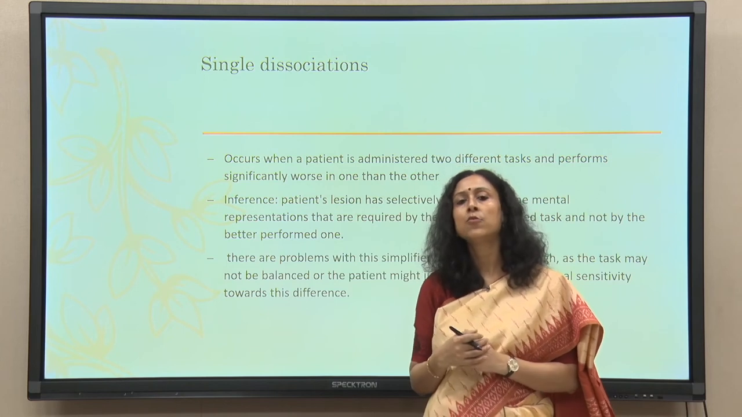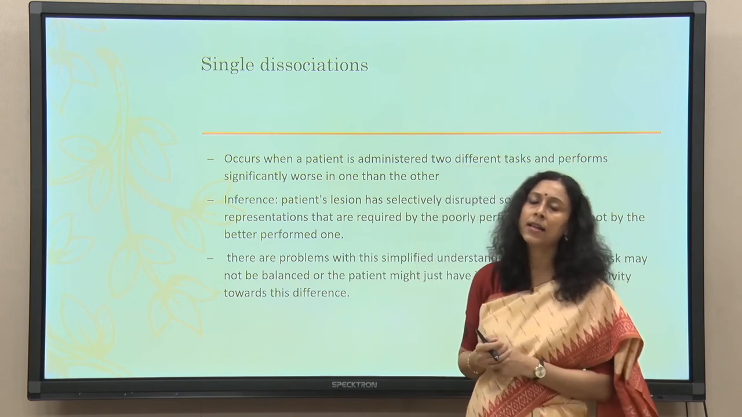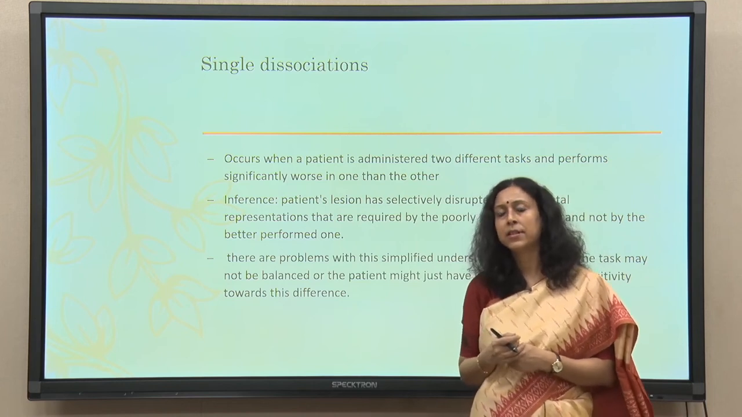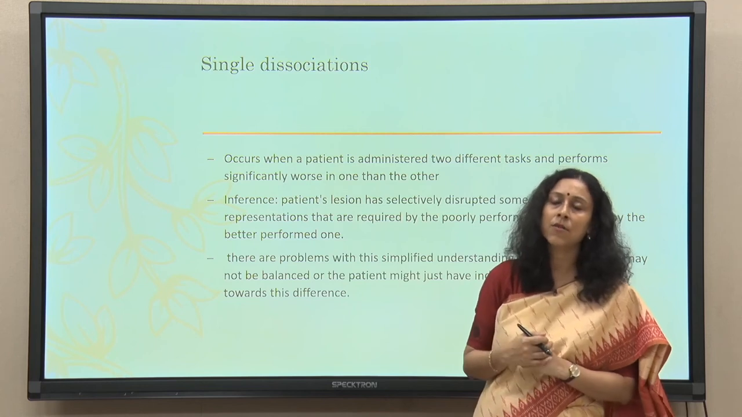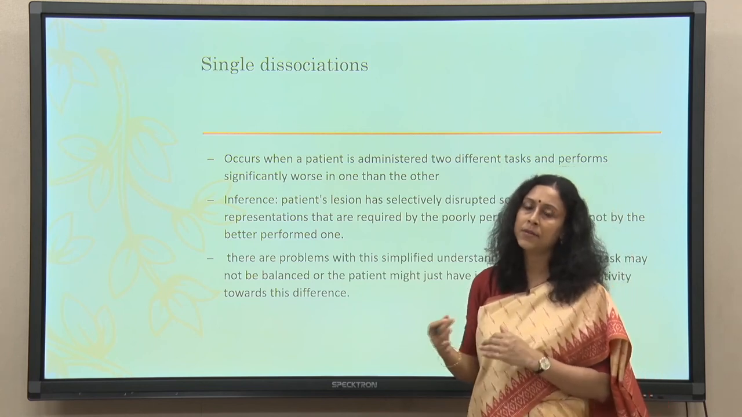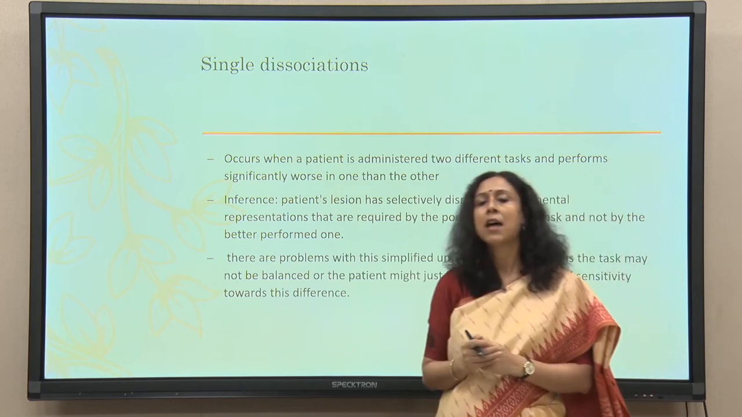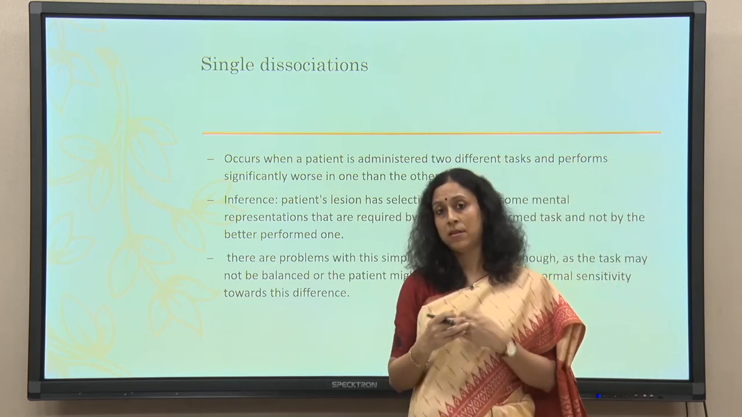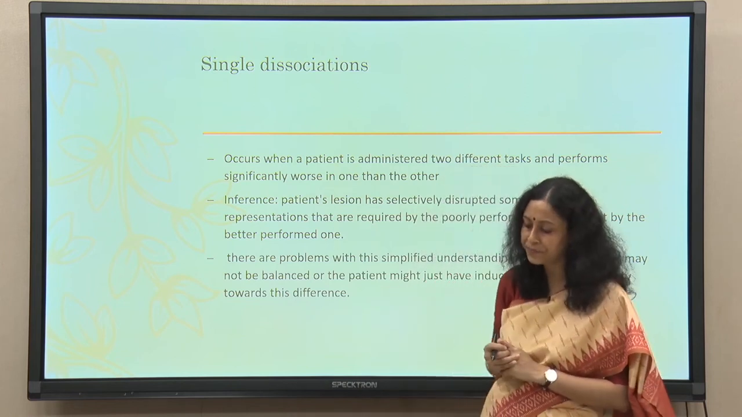So, let us say a patient who suffers from a brain damage in a particular area of the brain cannot name objects, but can easily identify actions. So, basically the nouns are impaired, but the verbs are perfect. This will be a single dissociation: only one person having one physiological problem and one kind of language disorder.